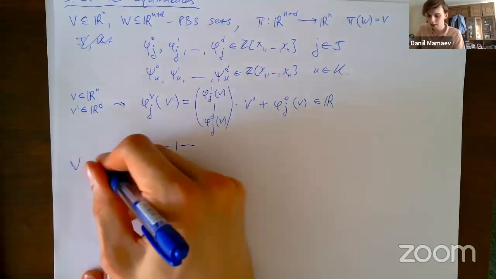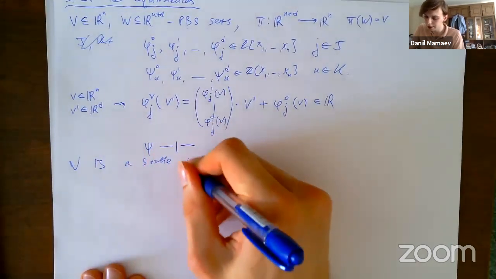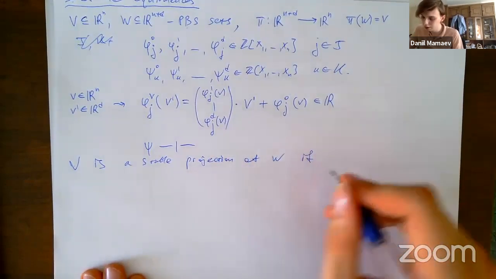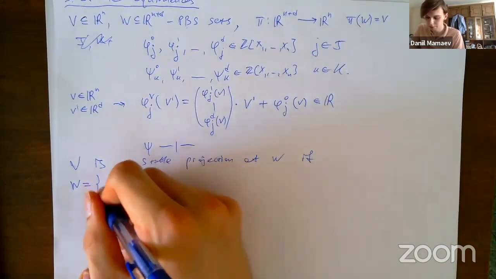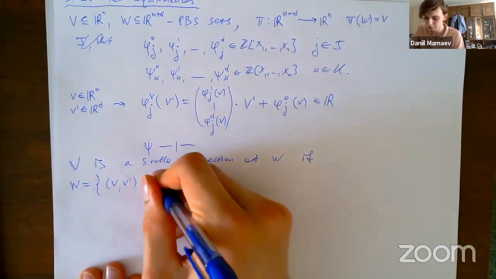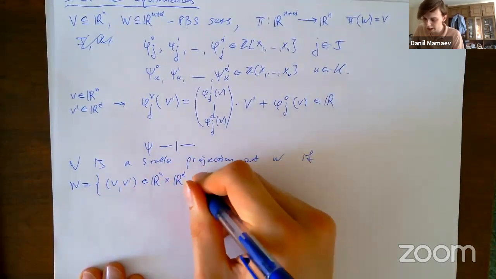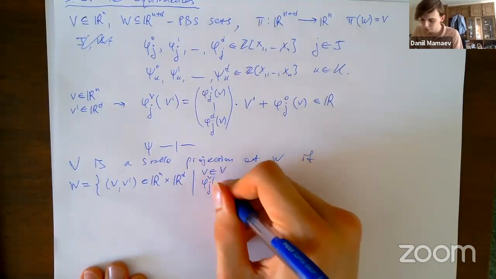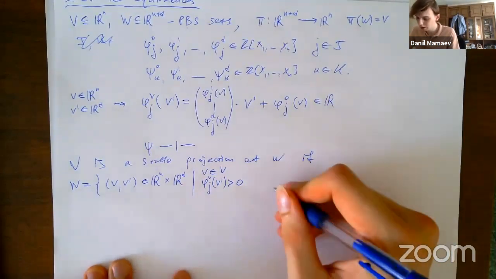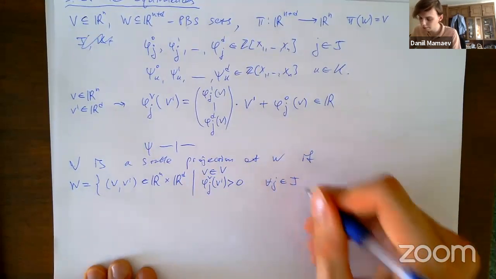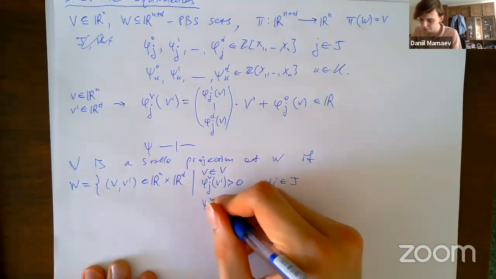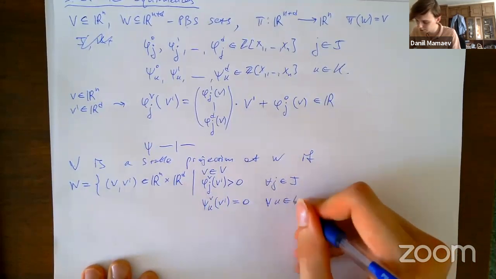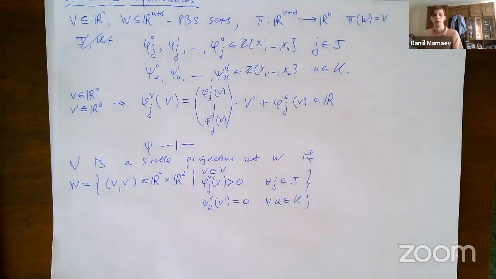And V is called a stable projection of W if W can be recovered from this data, namely W is precisely the set of points such that for the phi's we have inequalities, and for the psi's we have equalities. So something like this.